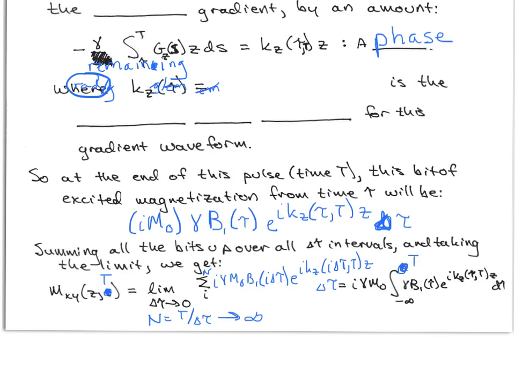Actually, it holds for the little t as well, but whatever. So then at the end of time, that will be equal to the integral of the RF, and there should be only one gamma here: i times m0 times the integral of gamma b1 of tau times e to the i kz of tau, comma t times z times d tau. That little tau got cut off by the scanner. Okay. So we have this following integral as the size of the time steps goes to 0.